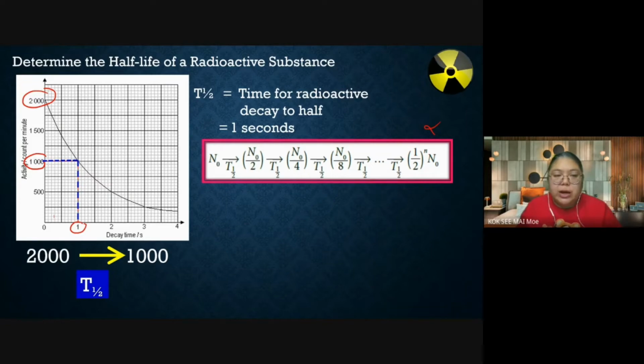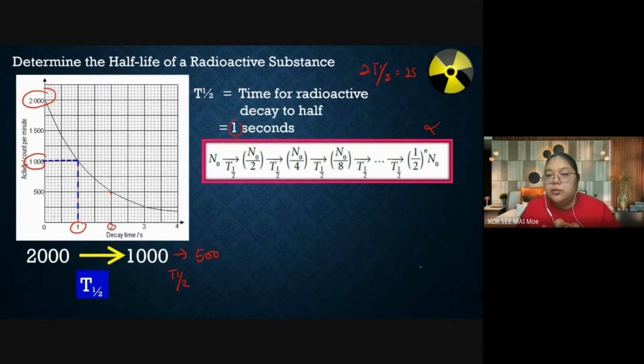So just show like this, 2000 becomes 1000. If I want to continue again, it becomes 500. Becomes 500, that means you're going to see the 500 takes how many seconds? 2 seconds. So this one is another half-life. So we got 2 half-lives to become 500. 1 half-life is 1 second. 2 half-lives, we write like this, so there's 2 seconds. So we don't need to memorize this one formula.